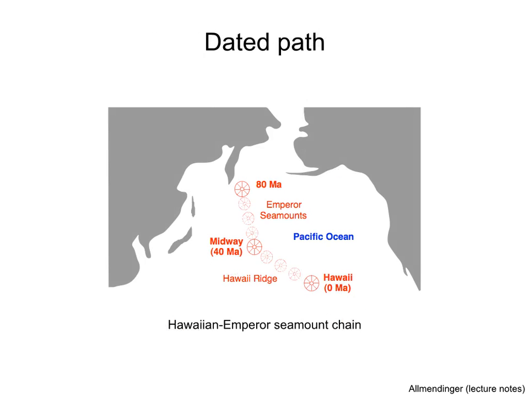Here is a unique example of a dated path. The Hawaiian Emperor Seamount Chain. Each volcanic island formed above a hot spot in the mantle. Today, Hawaii is above the hot spot. The Seamount Chain shows the dated displacement path of the Pacific Plate. About 40 million years ago, the displacement path of the plate changed.